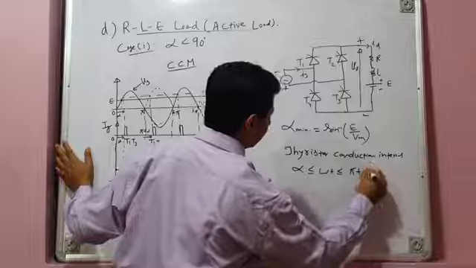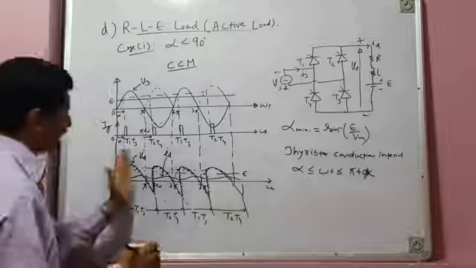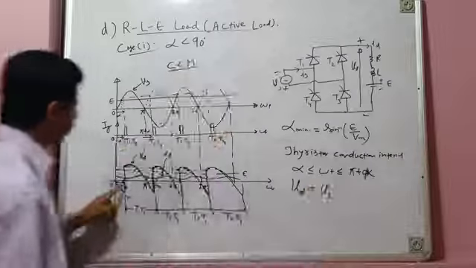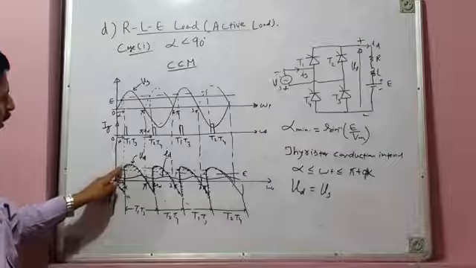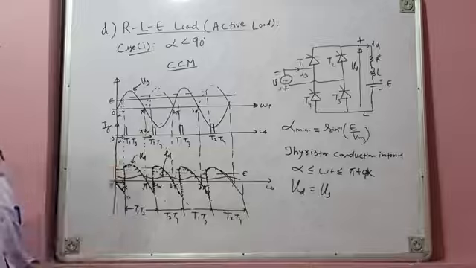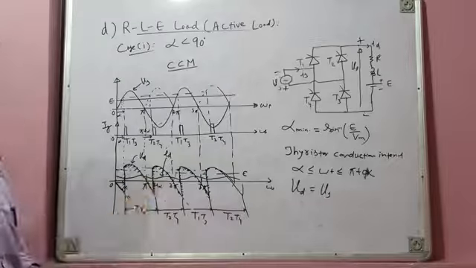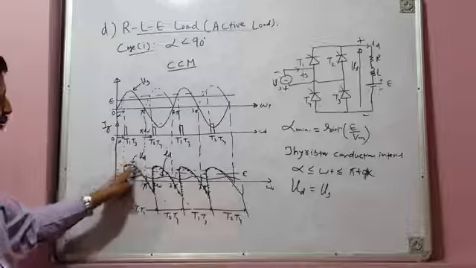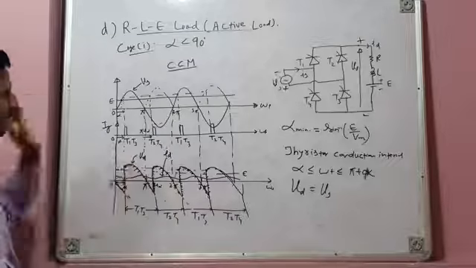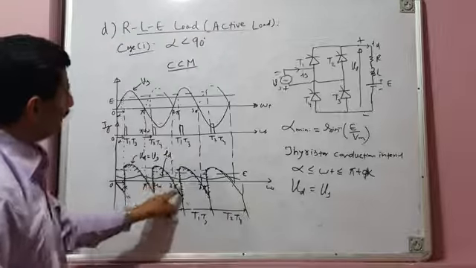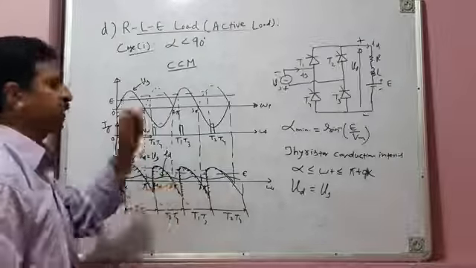And during this entire period, what is your load voltage? Load voltage is same as source voltage. You can see from alpha to pi, the load receives a large positive segment of voltage, and from pi to pi plus alpha, it receives a small negative segment of voltage. So that means from alpha to pi plus alpha, your load voltage is same as source voltage. So your Vd is equal to Vs. Similarly, from pi plus alpha to 2 pi plus alpha, your load voltage is same as source voltage.